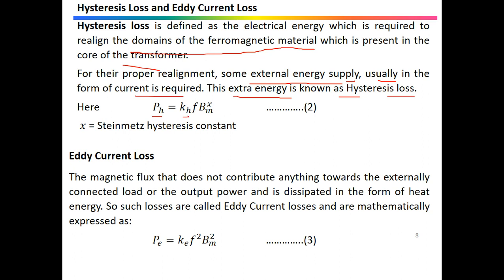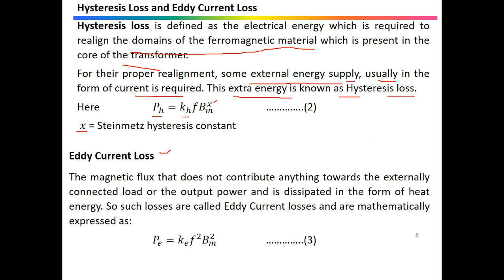This extra energy is known as hysteresis loss, and mathematically it is represented by the expression Kh f Bm power x. Here Kh is a proportionality constant, and its value depends on the volume and quality of the core material and the units we are using. f is the frequency, and Bm is the maximum flux density in the core. This power x is known as the Steinmetz hysteresis constant, and its value varies from 1.5 to 2.5 depending on the magnetic properties of the core material.